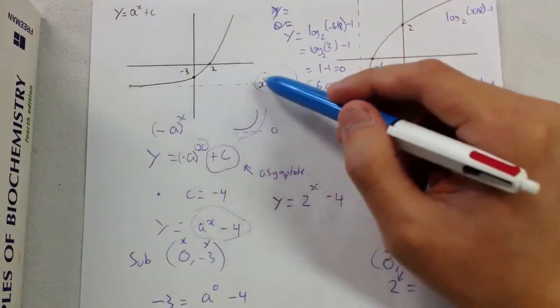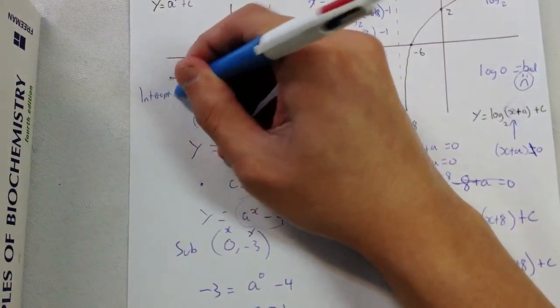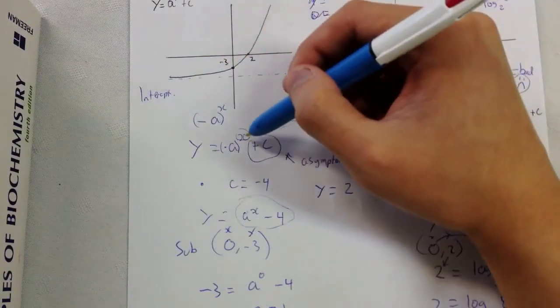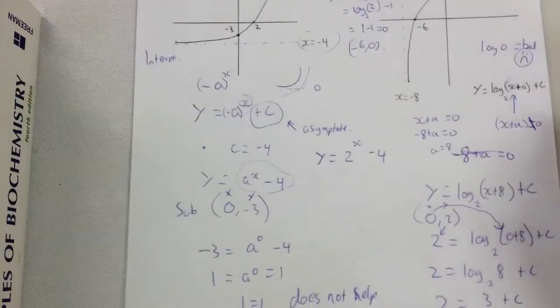So that's how you do finding the equations of graphs. You just look at the intercept. Step 1 is the asymptote, to figure out this value, and then you sub in one of the other points that you know. Okay, cool.